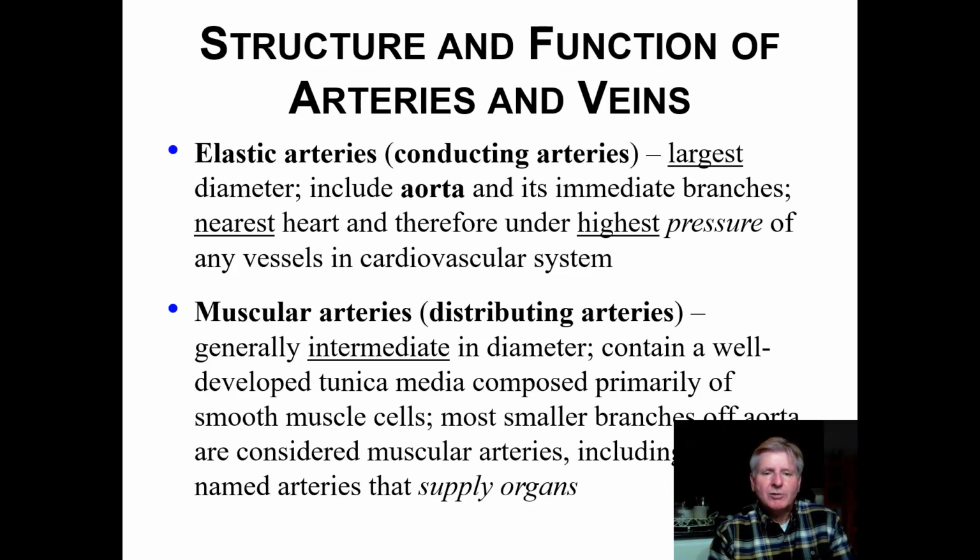Your muscular distributing arteries are generally intermediate, and they generally feature a well-developed tunica media. They're usually named for the organs that they supply blood to, like the renal artery and the hepatic artery, or the mesenteric artery that supplies blood to the GI tract.